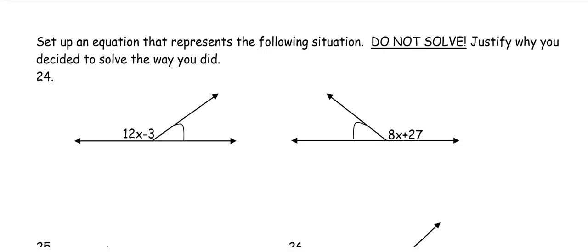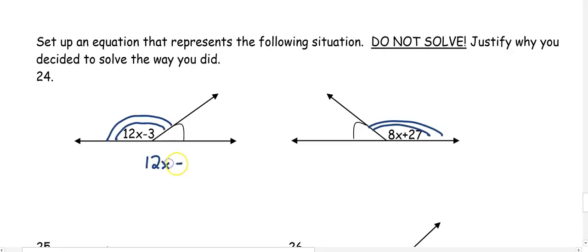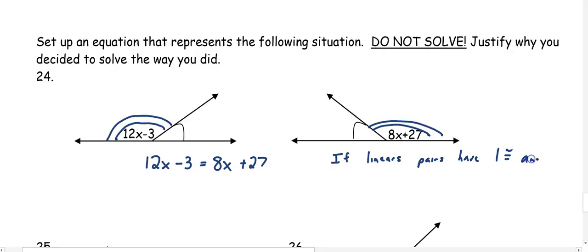So in number 24, we have two linear pairs and we have congruent angles already, which means if the other angles are congruent, then the angles with our variables also have to be congruent. So we would set up the equation 12x minus 3 equals 8x plus 27. Okay, and our reason is that if linear pairs have one congruent angle, then the other must also be congruent.